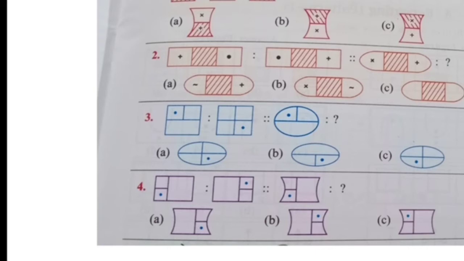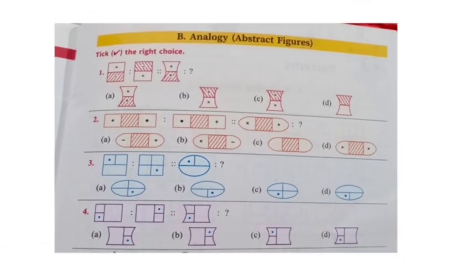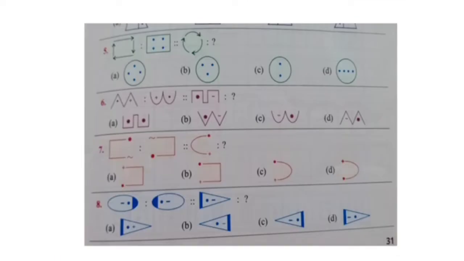So A answer will not be correct, because the dot is given in the down square. B option will be correct, because the dot is shown in the opposite direction and the squares are also shown in the opposite direction. So A, C and D are not our correct option. Got it, students? Like this we have to solve our next 4 questions also.